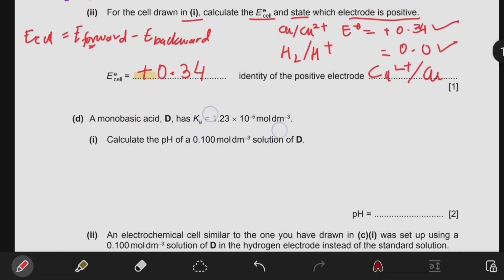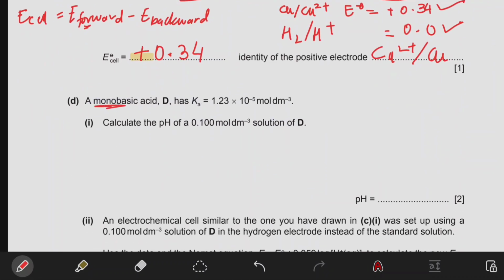Now part D, a monobasic acid has a Ka. Okay, so the Ka is given. Calculate the pH of a solution of D of this concentration. So for finding out pH, you need the concentration of H+ ions, right? Now to explain, I'm just taking a random example of any monobasic acid. So I'm just taking the example of ethanoic acid. So let me write down its dissociation equation.